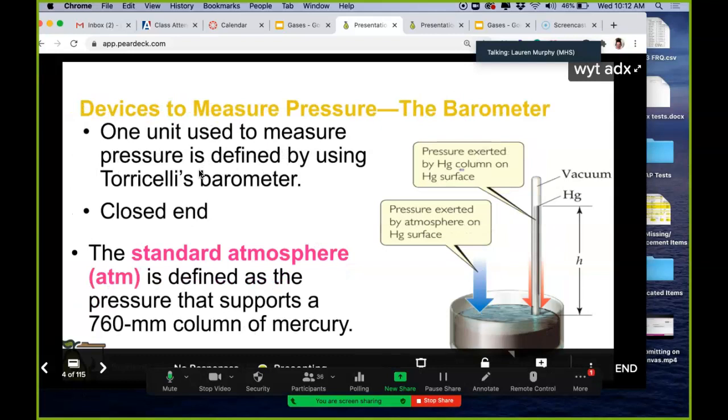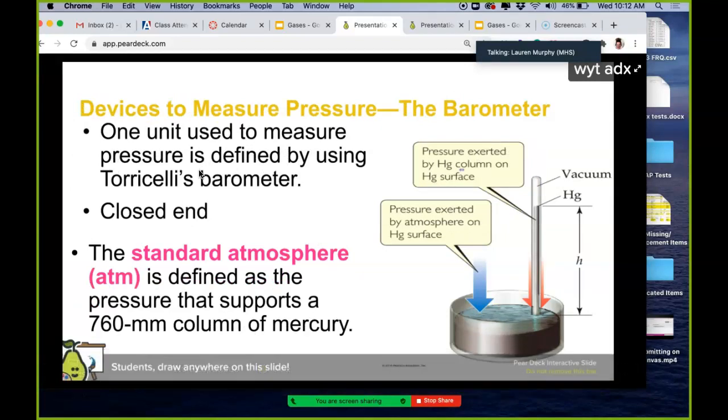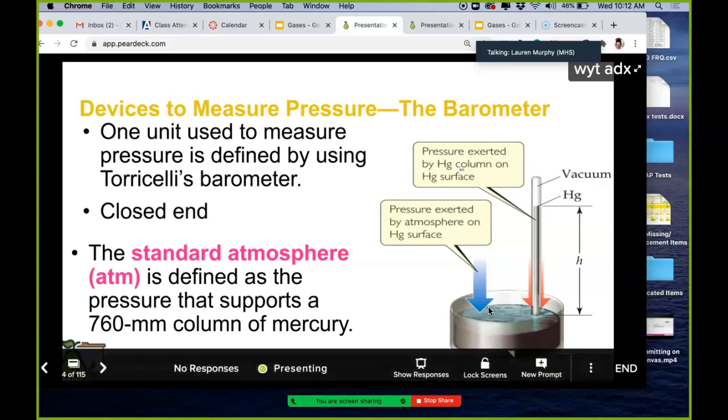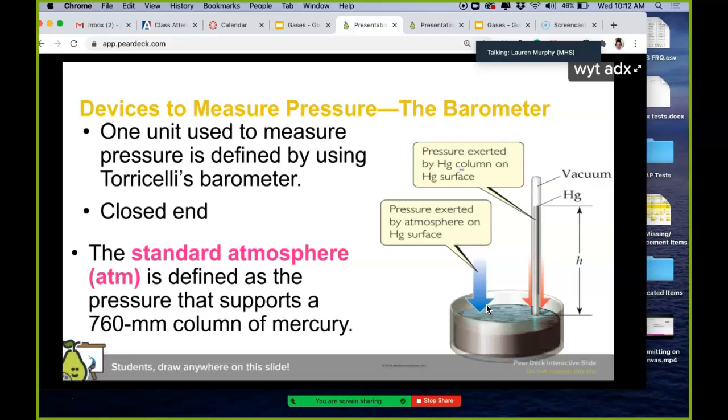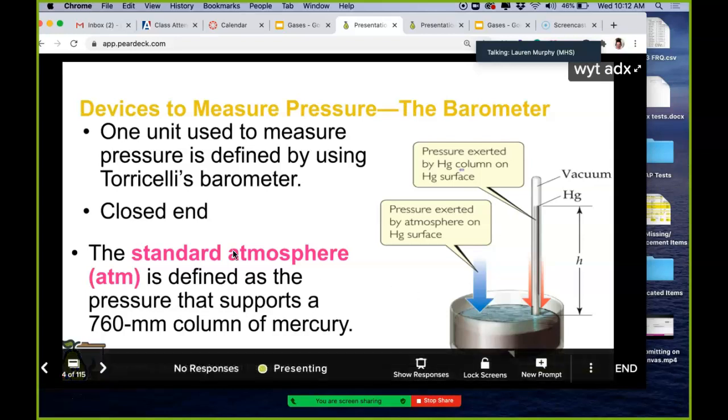Okay, so in the beginning, they used this closed end barometer, which was done by this Italian scientist named Torricelli. And what he did is he took this container, he put a bunch of mercury in it, and then you have to remember that when you're sitting down, there's pressure pushing down everywhere. It pushes down on you, pushes down on the table, pushes down on your computer, pushes down on the surface of liquids.